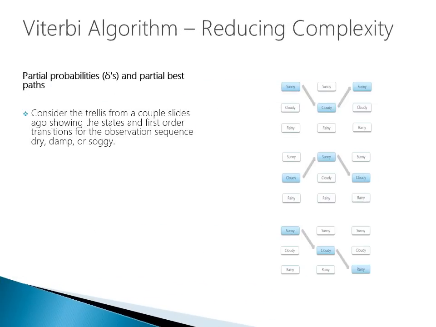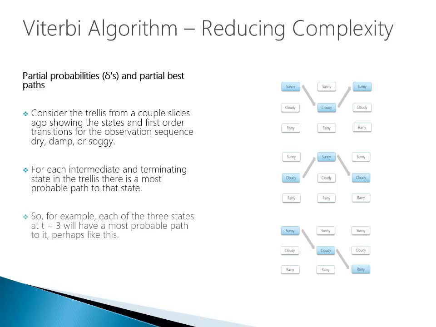Let's consider the trellis from a couple slides ago, showing the states and the first order transitions for the observation sequence dry, damp, soggy. For each intermediate and terminating state in the trellis, there is a most probable path to that state. So, for example, each of the three states at t equals 3 will have a most probable path to it, perhaps something like this. And we see on the right-hand side what these most probable paths would look like.